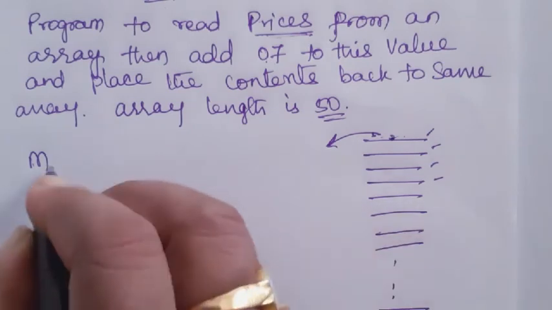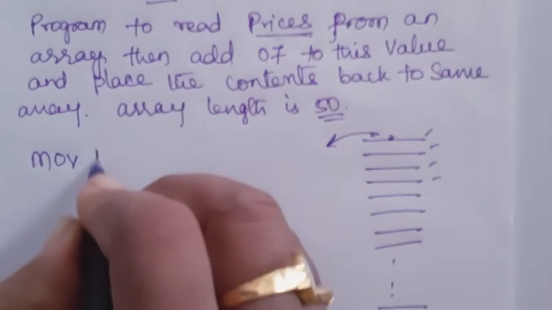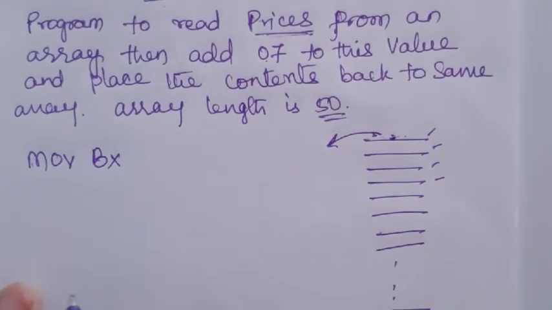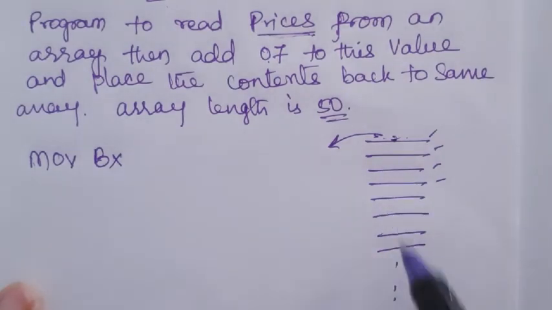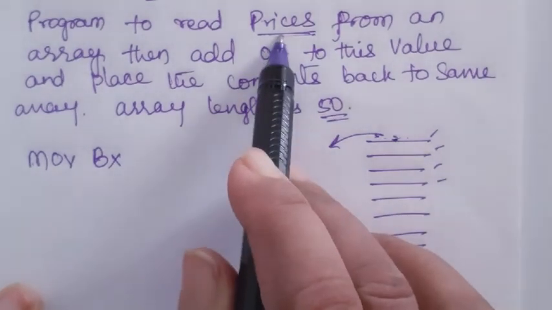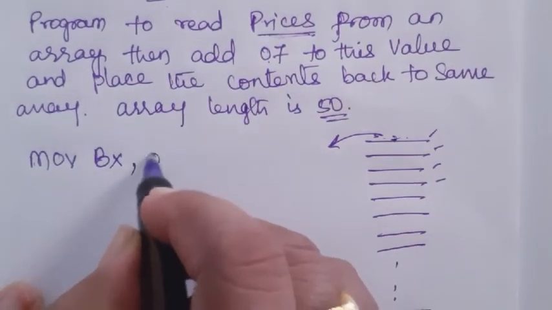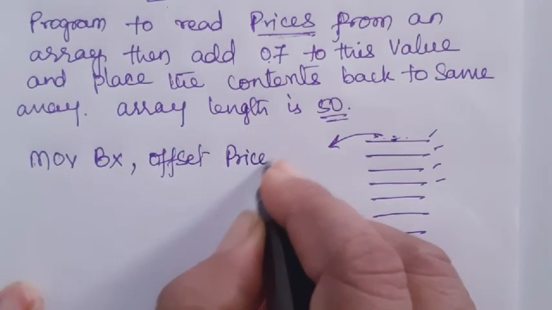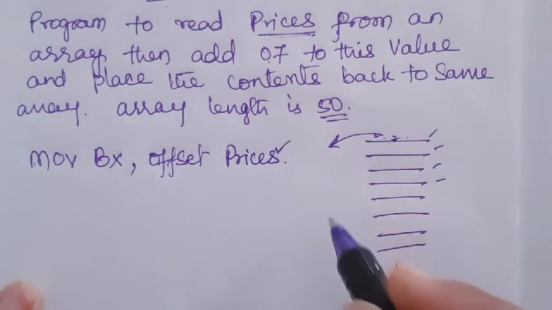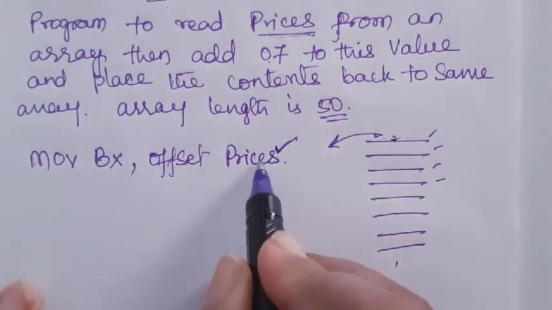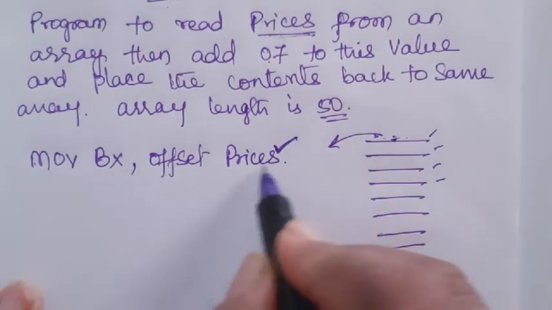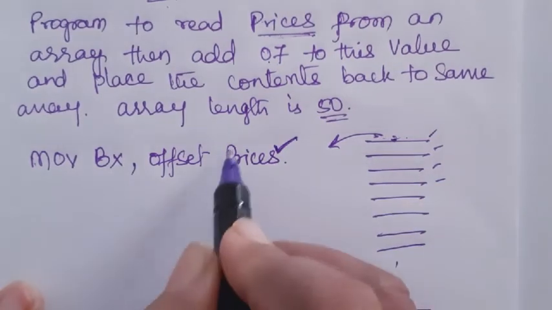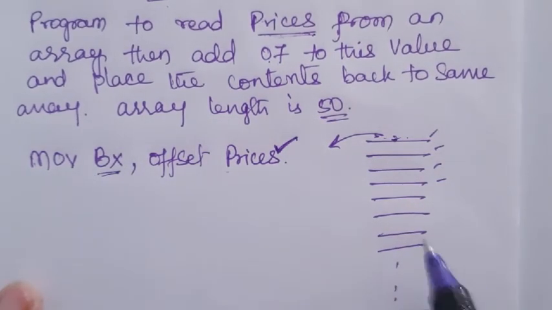If you are using an assembler, then first you will define this array with the name price. Take the offset address of this prices. This is the array name, the start address. With this instruction, the start address of this prices array will be loaded to the BX register.